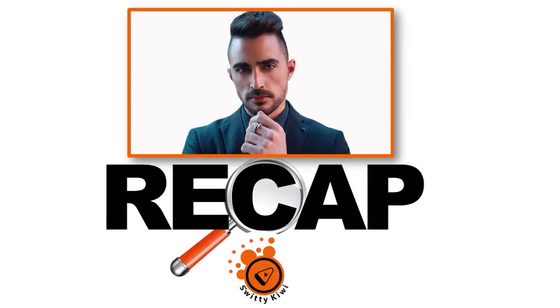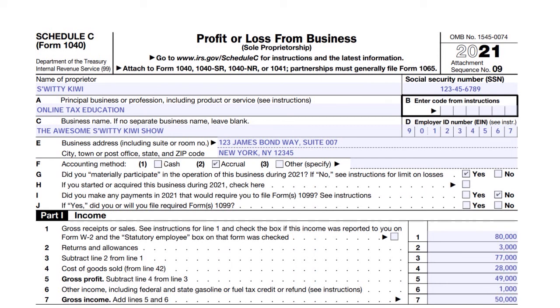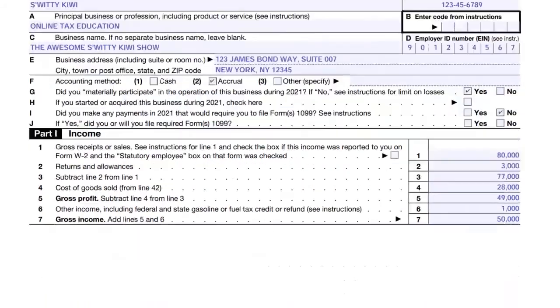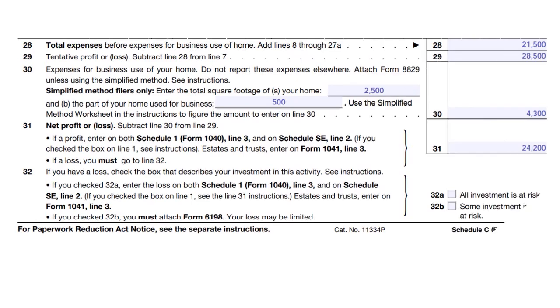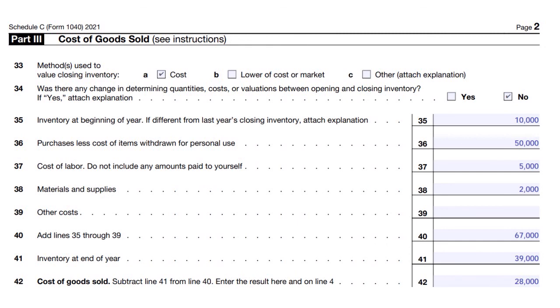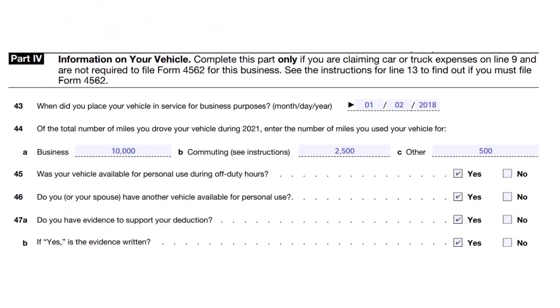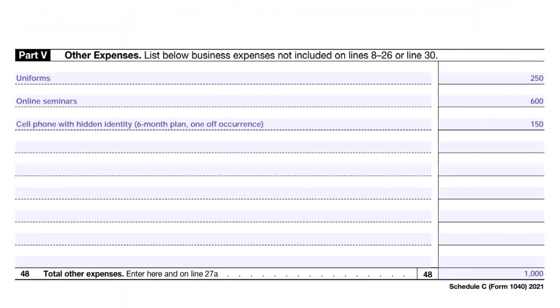All right, folks, this is it for today's conversation. To recap, here is our Schedule C fully completed. I want you to see on the screen right now. So we have part 1, we have the fundamental data. We have part 1 income, part 2 expenses. We still have expenses again. Then we have part 3, cost of goods sold. Part 4, we have information on your vehicle. And last but not the least, we have part 5, other expenses.